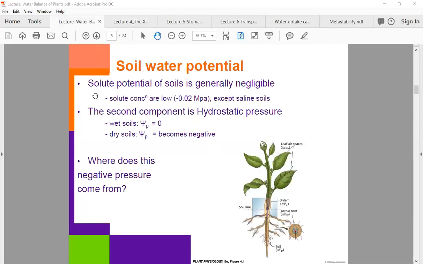Pressure, correct, yes. So you'll remember that water potential equals solute potential plus pressure potential. And there's actually a third one, which is not normally included. Anyone remember what that one was? It's not normally included by plant physiologists.